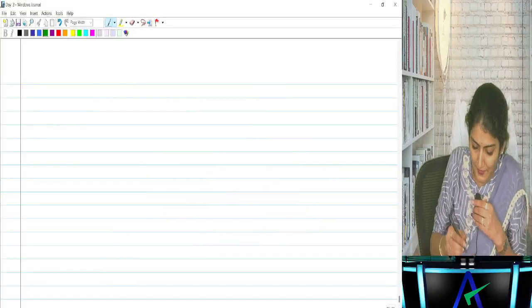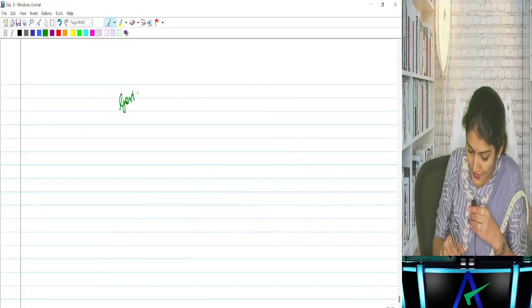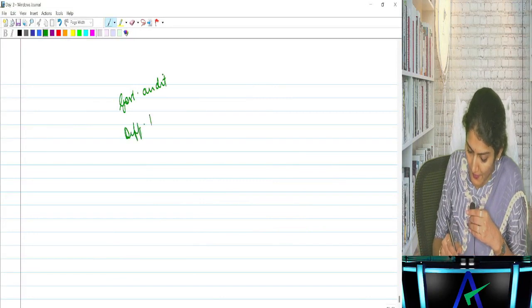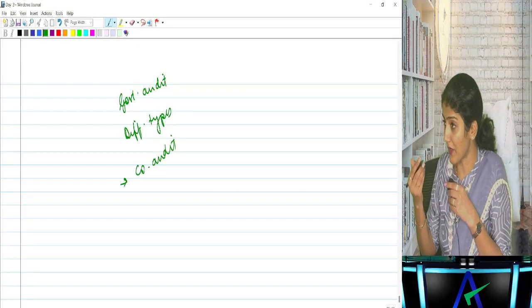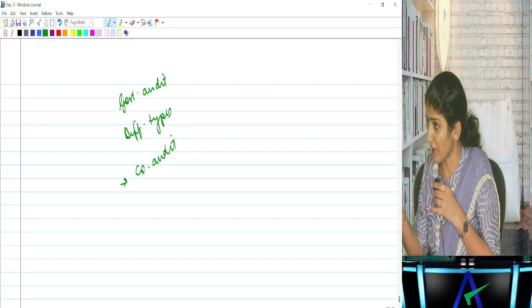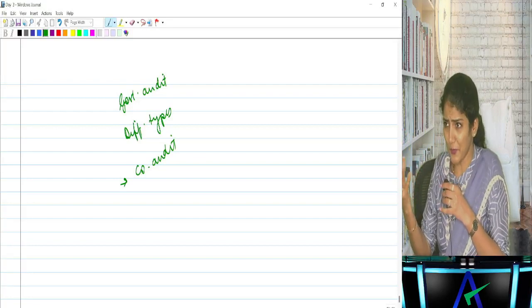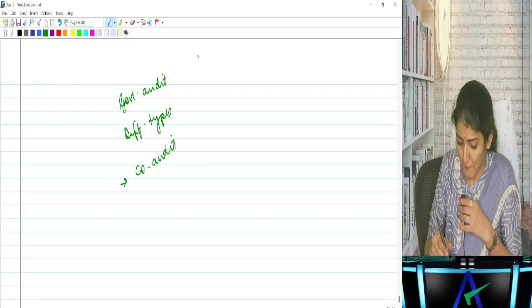So what is it that we are left with now? Can we think of that? One, government audit, then the audit of the different types of entities. But company audit, a little bit here and there we are doing, like we did appointment of the auditor, we did the disqualifications of the company auditor. But I do agree that still we need to do some part of it.